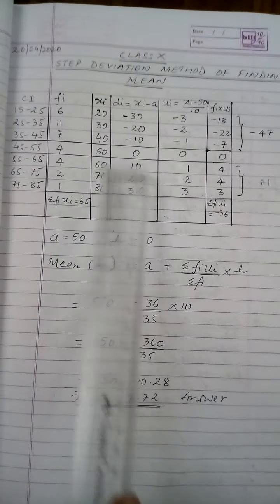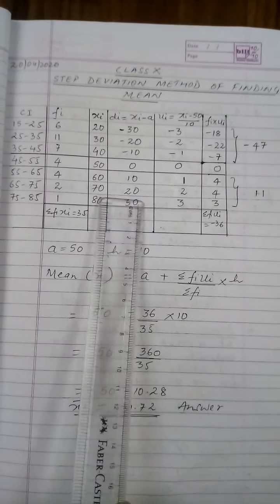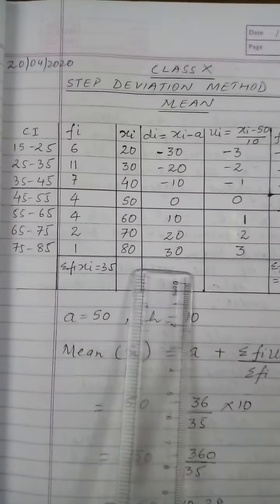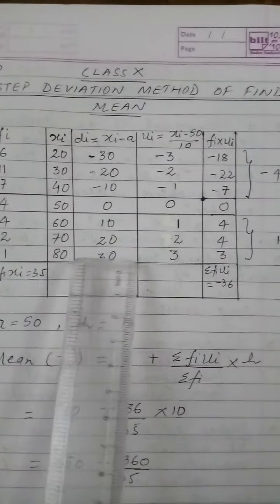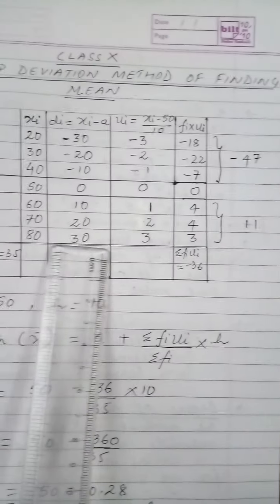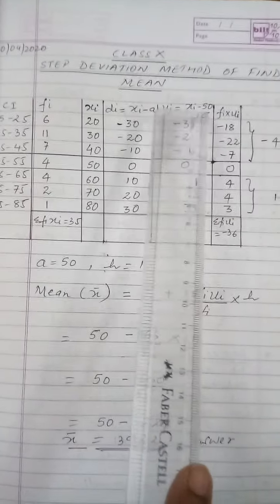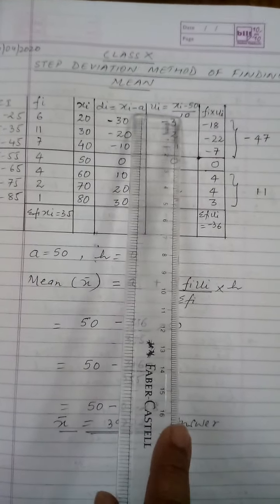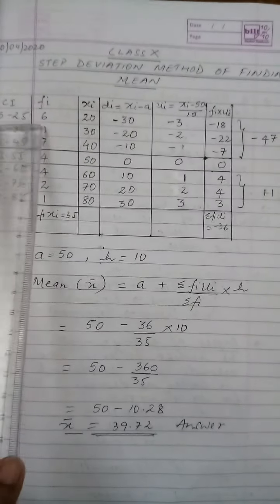Now comes the question, why the step deviation? Now step deviation is basically applied when we have all the Di's as a multiple of some common factor. Now if you observe this Di, all these Di are the multiples of the common factor 10. That means all of them are divisible by 10. So I move out to the next column, that is Ui. What is the formula for Ui? Xi minus A upon 10. This 10 basically over here is my class size.